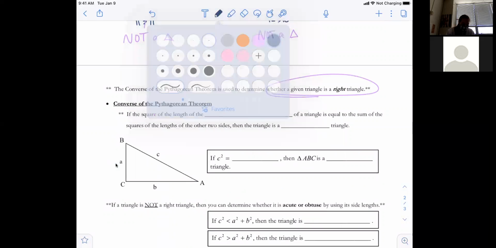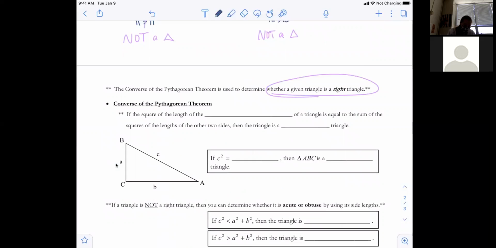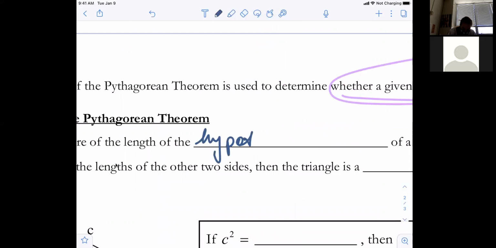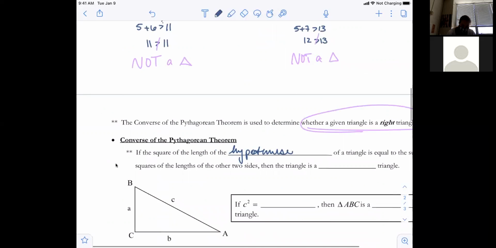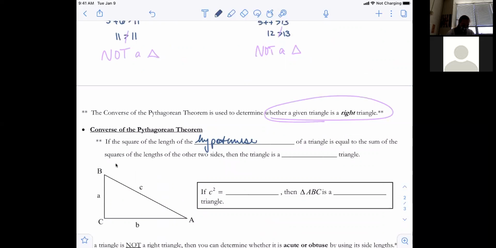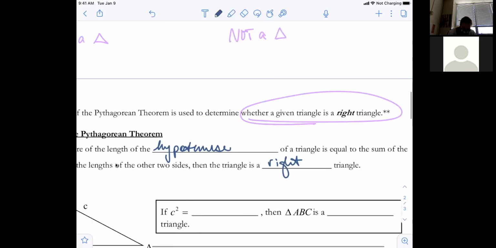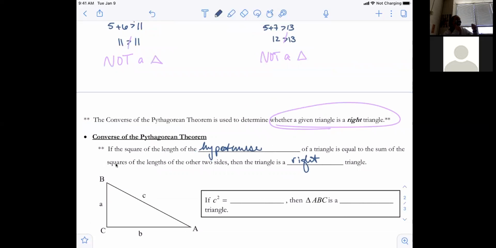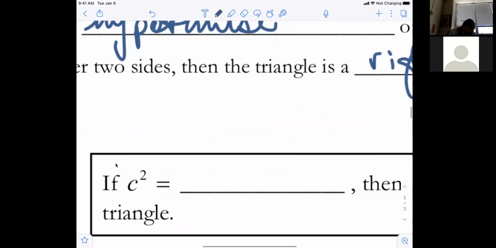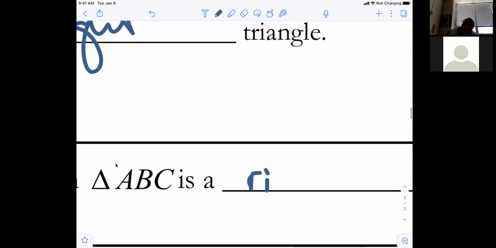So the converse states, if the square of the length of the hypotenuse of a triangle is equal to the sum of the squares of the lengths of the other two sides, then the triangle is a right triangle. So if I think about it in terms of if-then, before I said if it's a right triangle, then we can do a squared plus b squared equals c squared. Now I'm going to say if a squared plus b squared equals c squared, then it's a right triangle. So if c squared equals a squared plus b squared, then ABC is a right triangle.